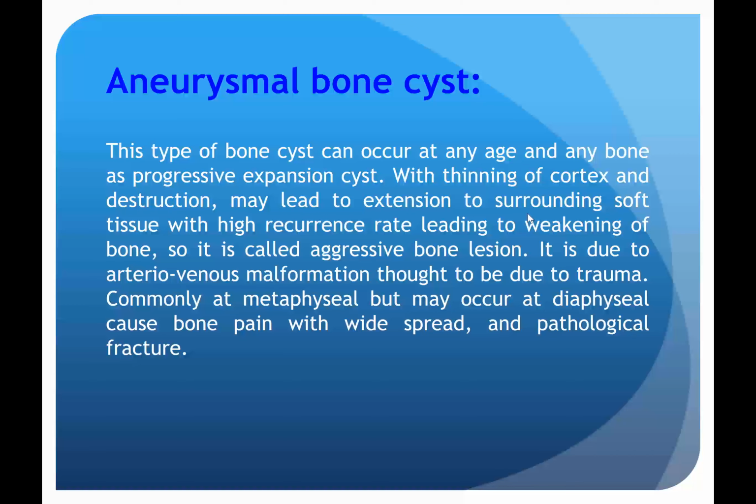This is the difference, because sometimes we ask what is the difference between aneurysmal bone cyst and simple bone cyst. In aneurysmal bone cyst, there is destruction, expansion, extension, ballooning, and the demarcation does not appear well. For this reason, the aneurysmal bone cyst is called a benign lesion with aggressive behavior.